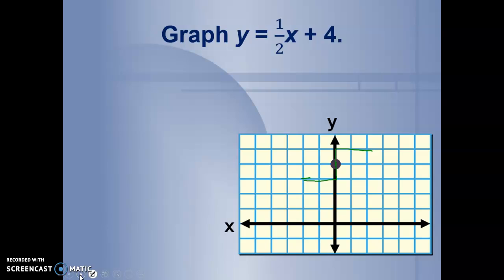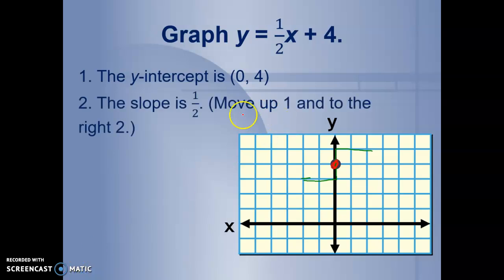So let's try this. Graph y equals 1/2 x plus 4. The first thing that we're going to do is plot our y-intercept, which is 4. We'll then count our slope, which is 1/2. So we can go up 1 and to the right 2 and plot a point right there. Or we can also go down 1 and left 2, because negative 1 divided by negative 2 is also a positive 1/2 slope. So we can go down 1, left 2.